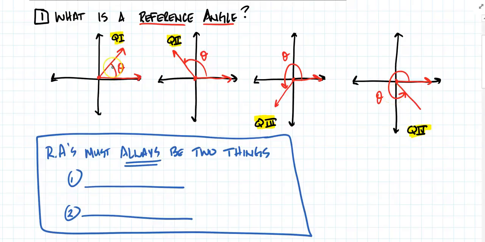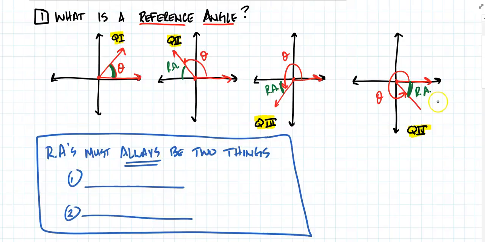Okay, so the reference angle in quadrant 1 is actually the angle itself. So it's not very interesting in quadrant number 1. In quadrant number 2, the reference angle is located here between the terminal side of theta and the x-axis. So this is going to be our reference angle right here. In quadrant number 3, our reference angle is located here. Again, it's between the terminal side and the x-axis. And then in quadrant number 4, our reference angle is located here. Again, it's between the terminal side and the x-axis.